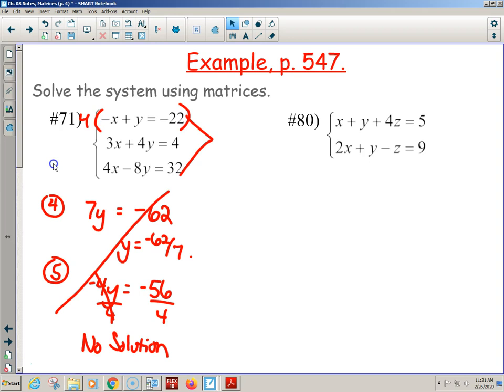Or what might have even been easier is just solve for y. Negative 22 plus x, plug it into both. To be honest, in hindsight, that might have been easier also.